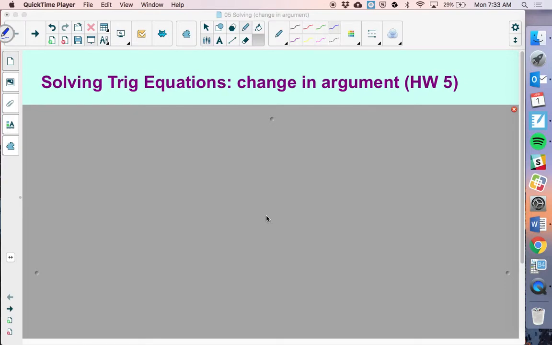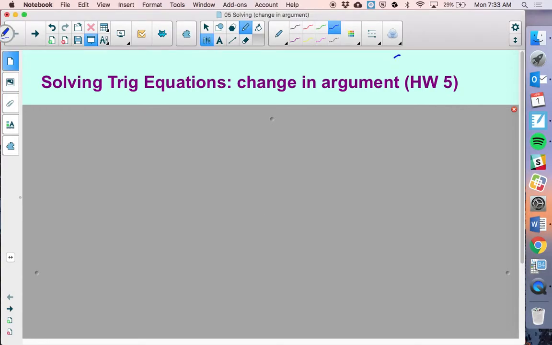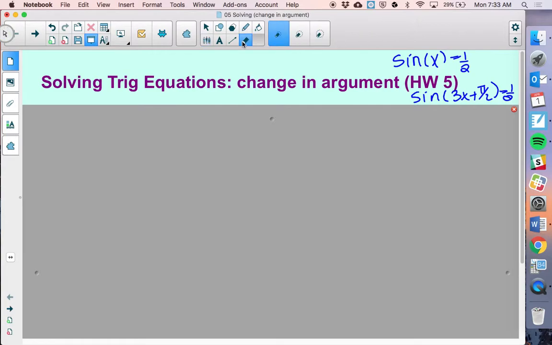So today's notes are on solving trig equations, and if you remember, last time we did not have a change in the argument, and this time we will have a change in the argument. All that means is that when you have an equation, instead of just having sine of x equals a half, you're going to have something like sine of 3x plus pi over 2 equals a half. So it's just going to change things a little bit, and I'm going to show you how that works out here in a second.